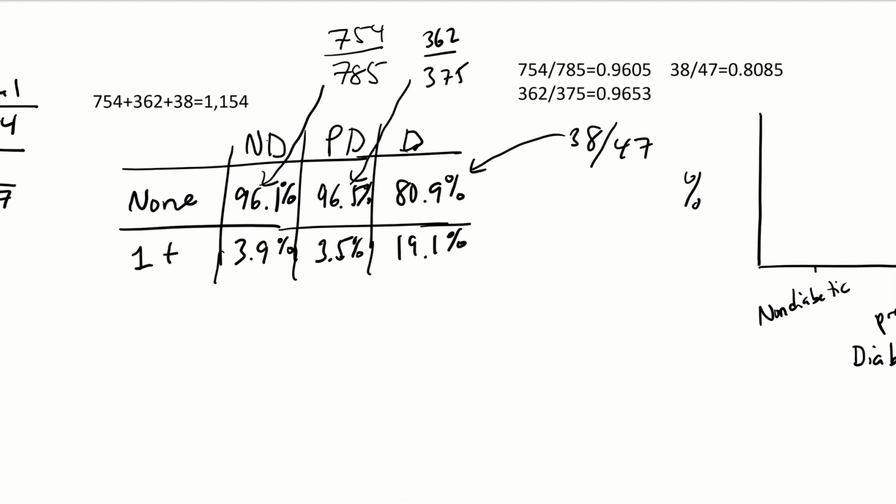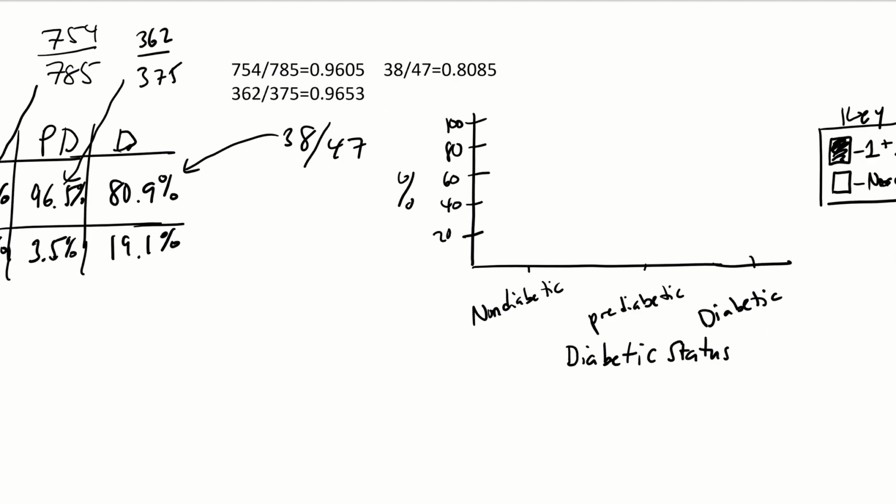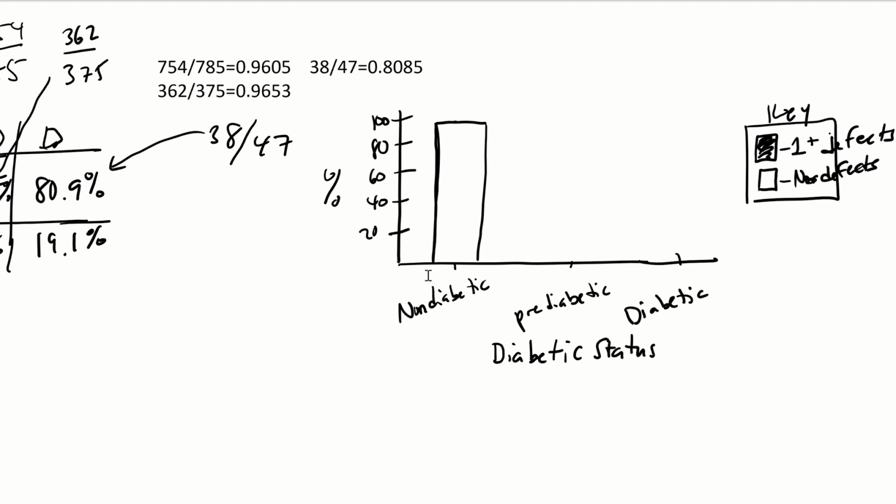So 96.1% no defects for non-diabetic. So let's go ahead and go by 20s. Okay, so non-diabetic 96.1. So it's going to be pretty close to here. This is 90 here. That's 95. So it's going to be like around there, 96.1-ish. Pretty close to that. Okay, so that was no birth defects, and then from here to here was the defect, so that's shaded.